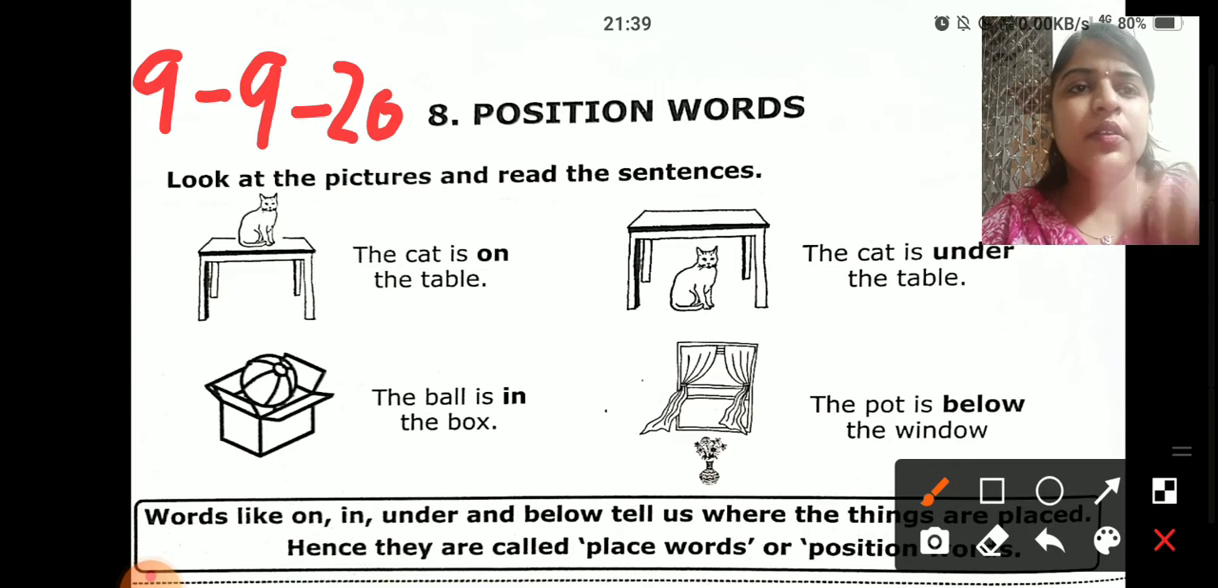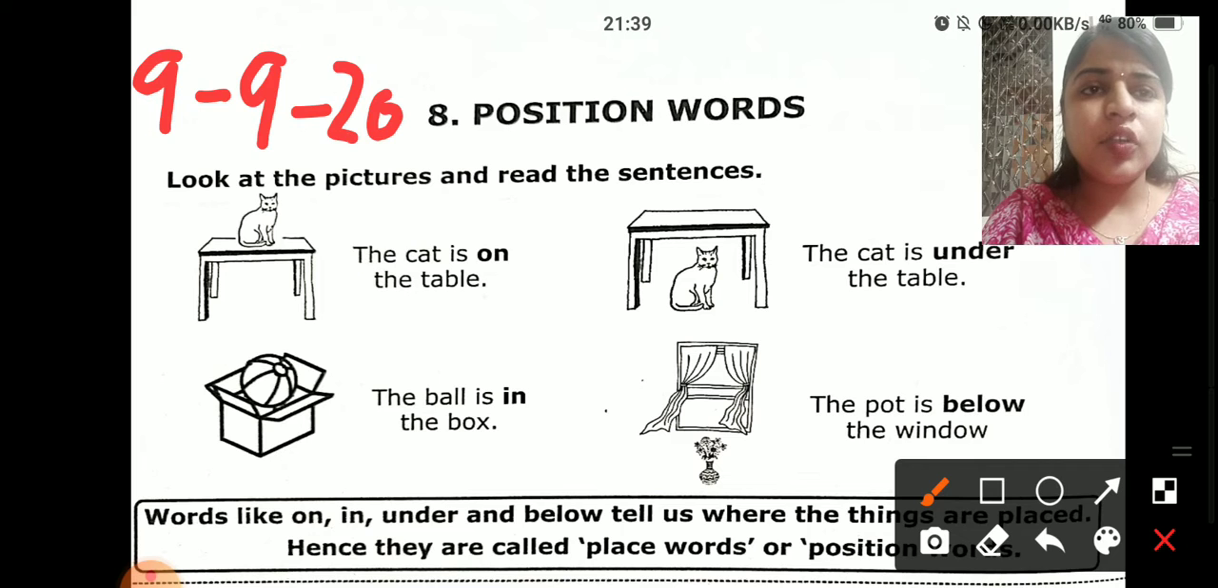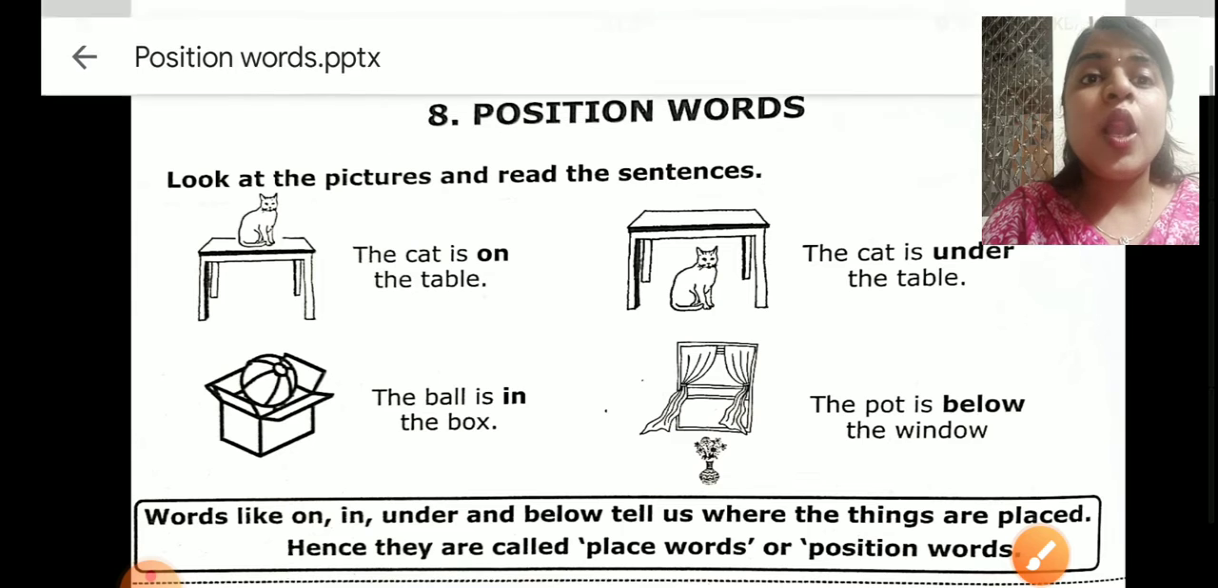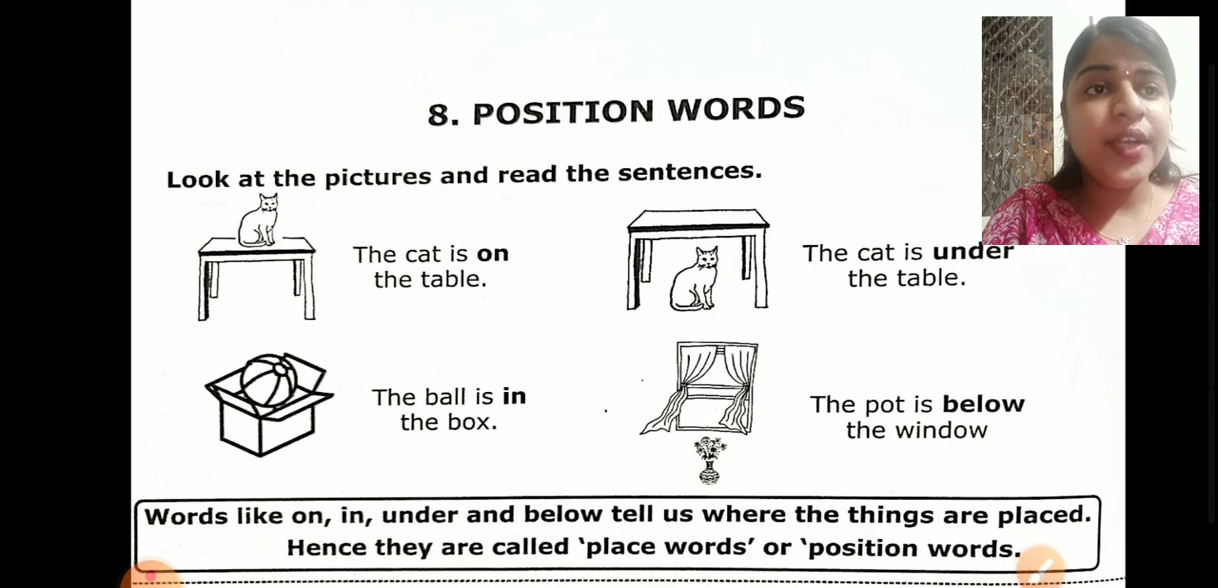9-9-20. Done children? Good. Now you look at the pictures and read the sentences. Here you need to see the picture and you have to write position words. Our chapter is about position words. Now what you can see in the picture?